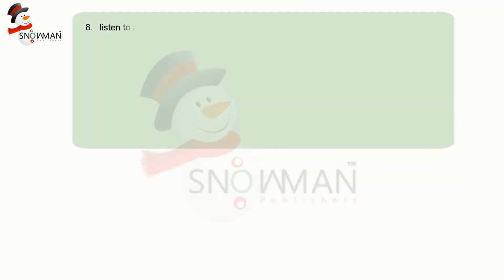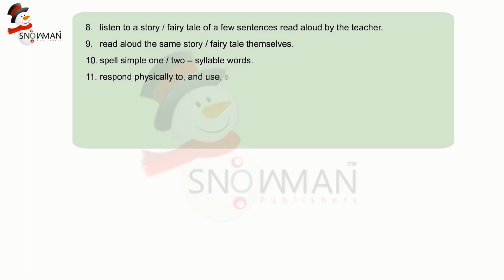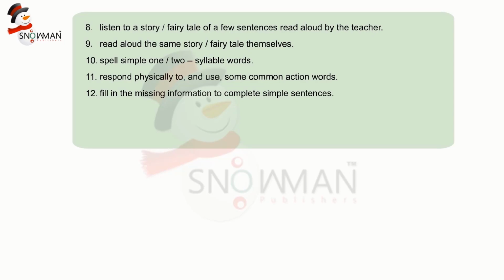Listen to a story or fairy tale of a few sentences read aloud by the teacher. Read aloud the same story or fairy tale themselves. Spell simple 1 or 2 syllable words. Respond physically to and use some common action words. Fill in the missing information to complete simple sentences.